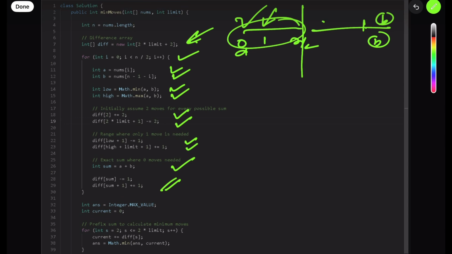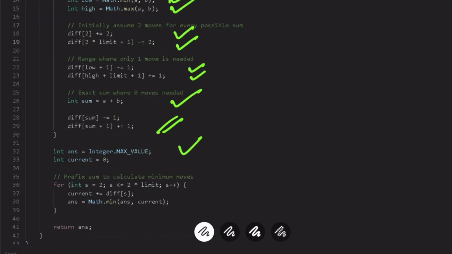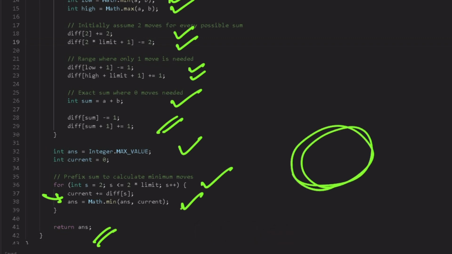Finally, we have to find the answer. Suppose we have the prefix sum already pre-computed. You just need to calculate the minimum moves. You start with s equal to 2 and go up to 2 times the limit, find the current value, and compare it to the minimum. Once you find the minimum, you update it, and you return the minimum finally, because you are traversing over all the sums.